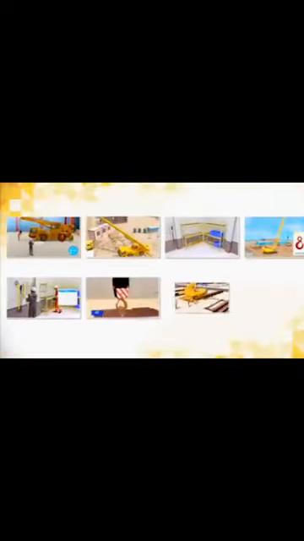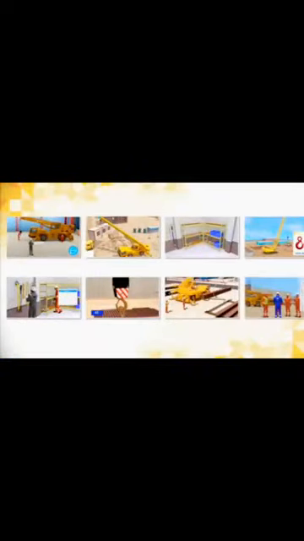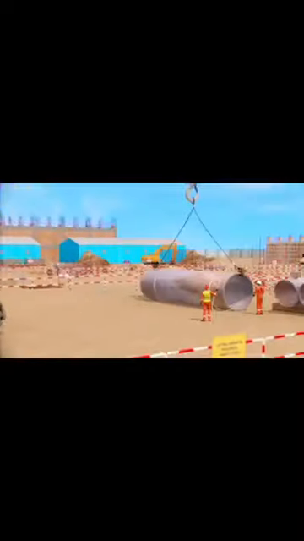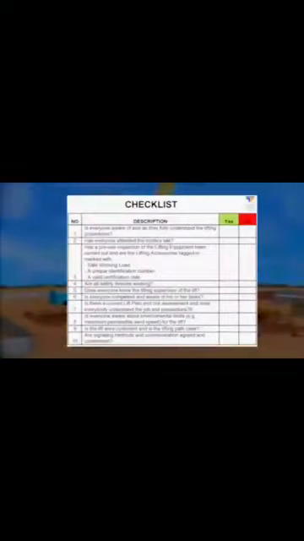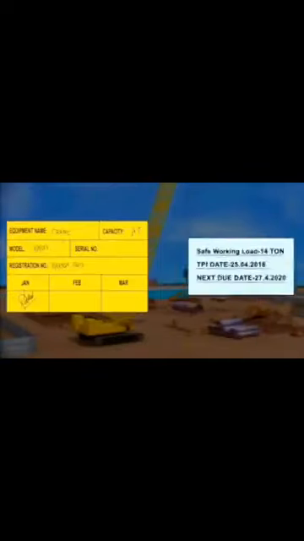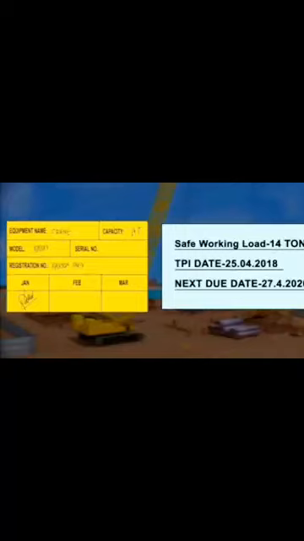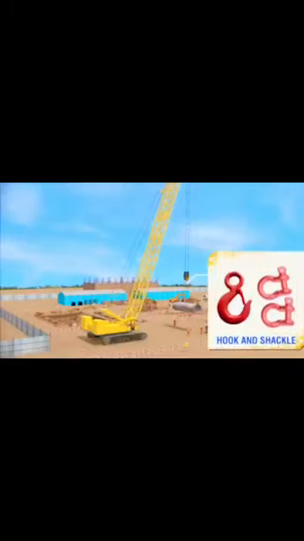Safety during lifting. Now, let us understand the safety rules to be followed while performing a lifting operation. During loading and unloading, please follow a 10-point checklist. All equipment should have an inspection tag and specify their capacity to lift weights. Only those hooks and shackles must be used which indicate safe working load on them.